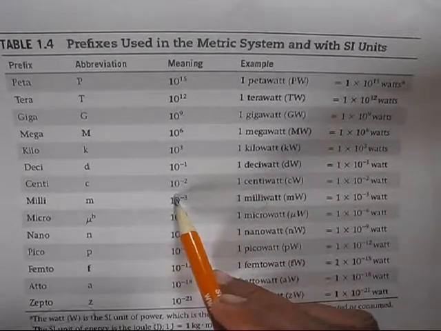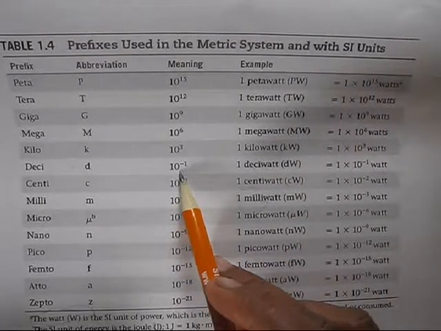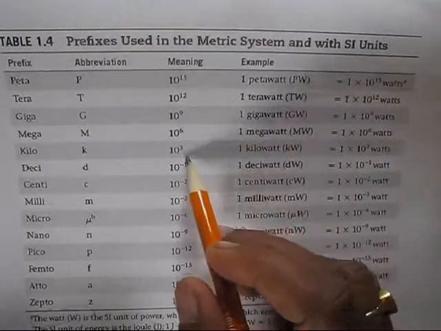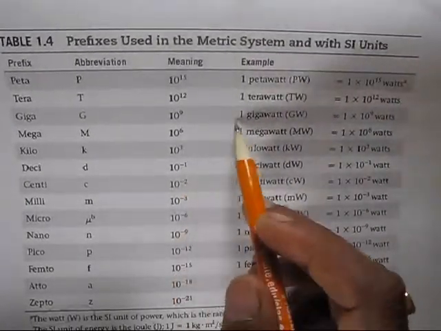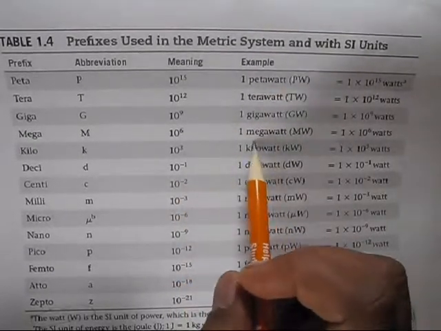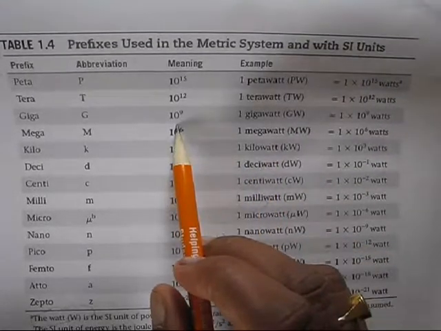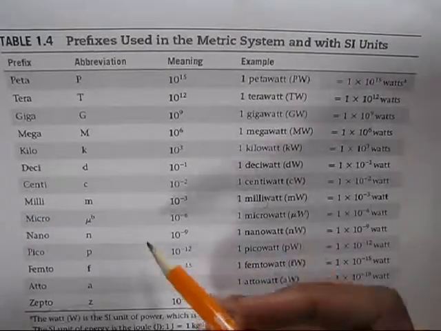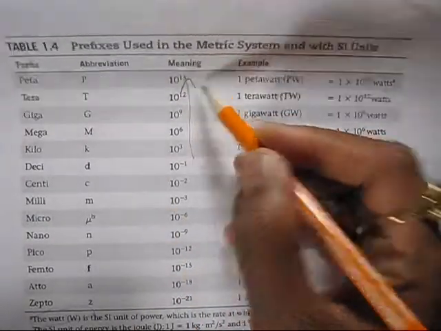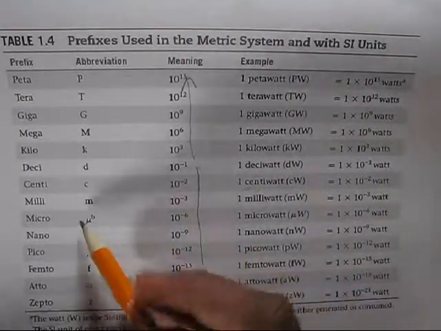1 centi is 10 to the power minus 2. 1 deci is 10 to the power minus 1, though usually we don't write the minus 1. Kilo is always 10 to the power 3, it's positive, which means you have to multiply by 1000. Then 1 megawatt is 10 to the power 6, gigawatt 10 to the power 9. From here you can see the numbers are increasing, and from here to here the numbers are decreasing.